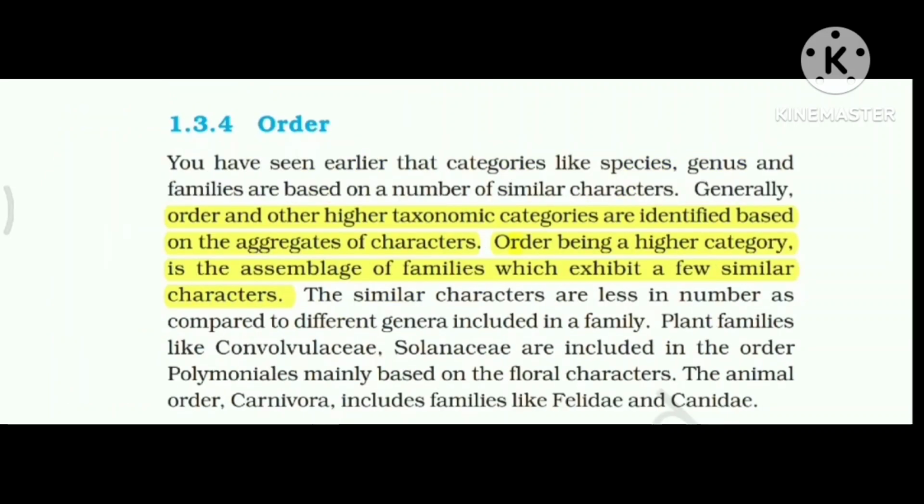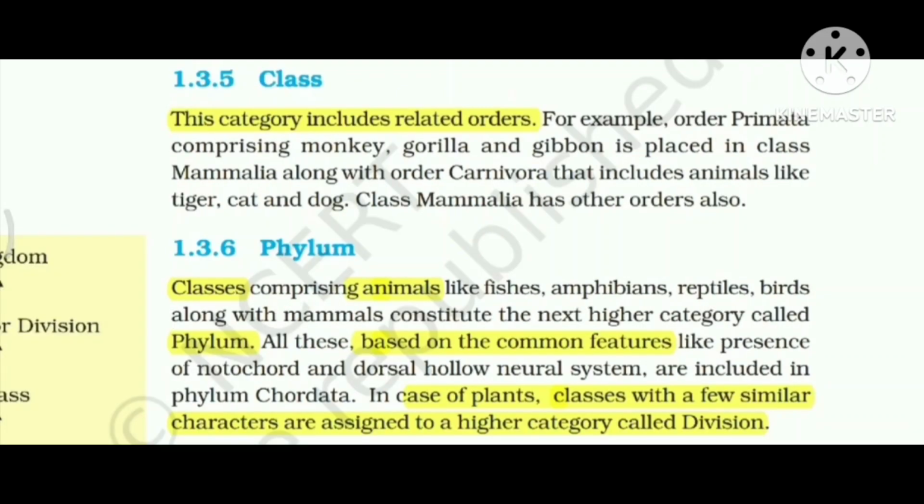Then we move to the next category, which is order. We know that one or more families are included in an order. For example, in order Polymoniales we include Convolvulaceae and Solanaceae, and in Carnivora we include Felidae and Canidae. Then we move to the next category, which is class. In class we include related orders. For example, in order Primata we include monkey, gorilla and gibbon, and in class Mammalia we include Carnivora, which includes tiger, cat and dog.